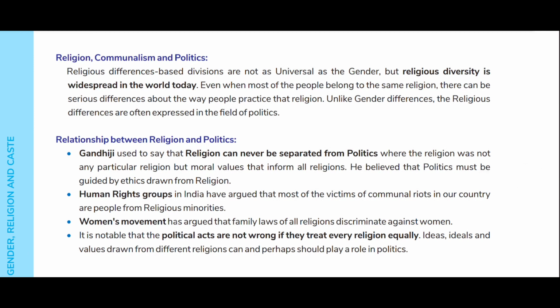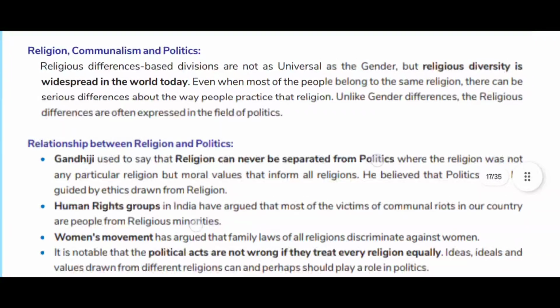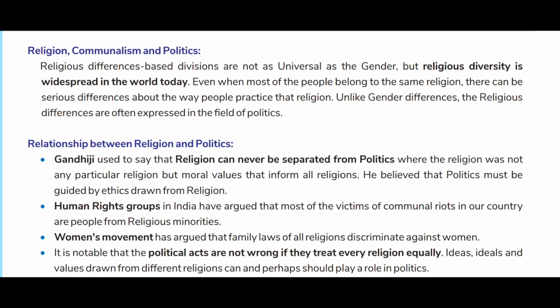Now an important topic is religion, communalism and politics. Religious differences based division are not as universal as gender, but religious diversity is widespread in the world today. Even when most of the people belong to the same religion, there can be serious differences about the way people practice that religion. Unlike gender differences, religious differences are often expressed in the field of politics.